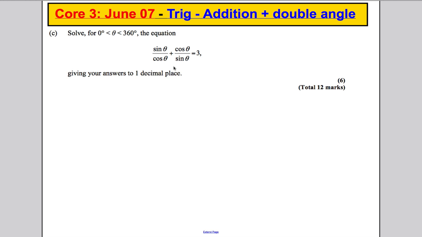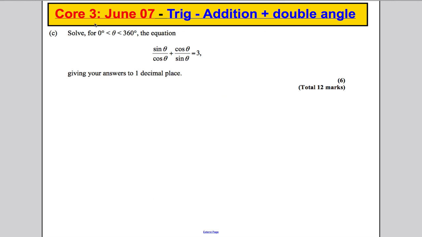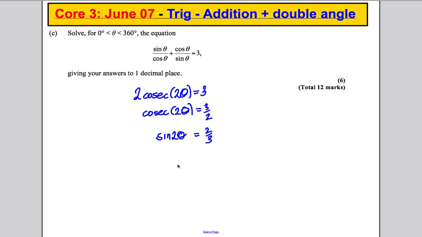And then it's asking you to solve this given your answer to 1dp. Now in part A, you have said that this is 2 cosec 2 theta. So solving this is equal to 3 is solving 2 cosec 2 theta is equal to 3. Divide both sides by 2. Cosec 2 theta is therefore 3 over 2. Cosec is 1 over sine. So flipping this, sine of 2 theta must be 2/3. So 2 theta must be the inverse sine of 2/3.